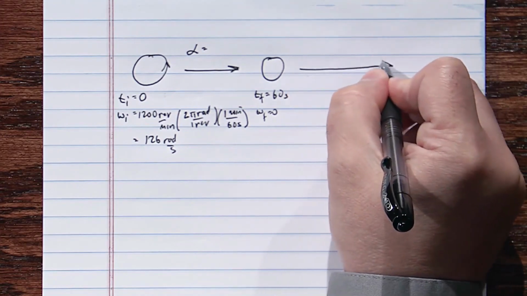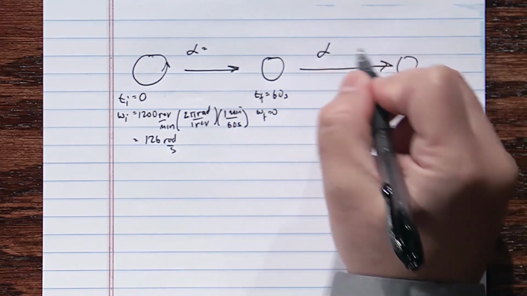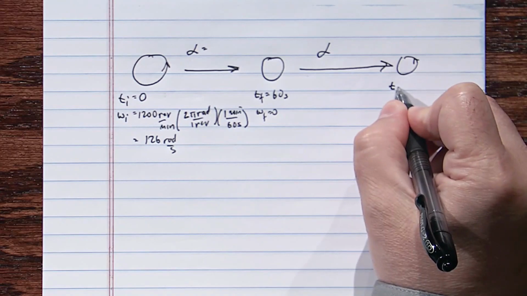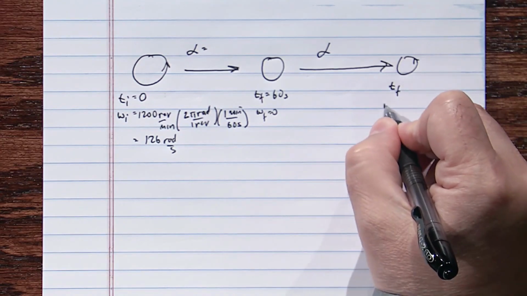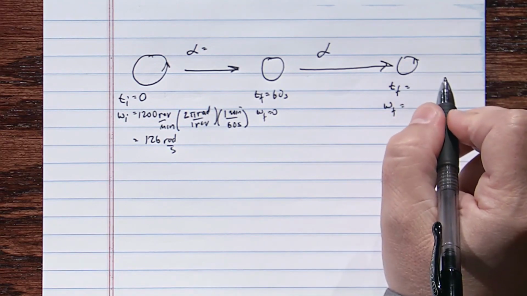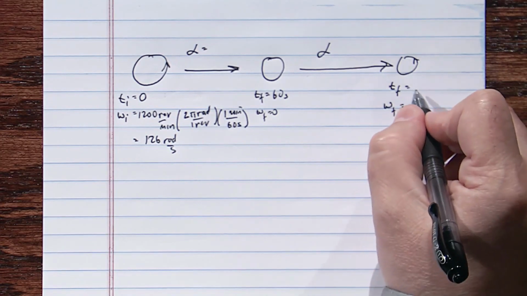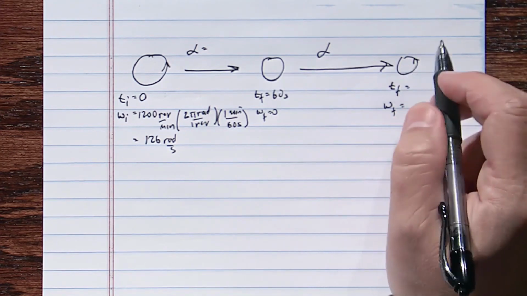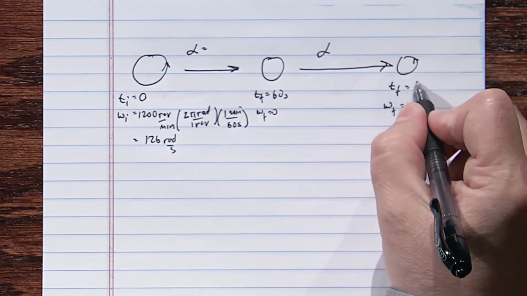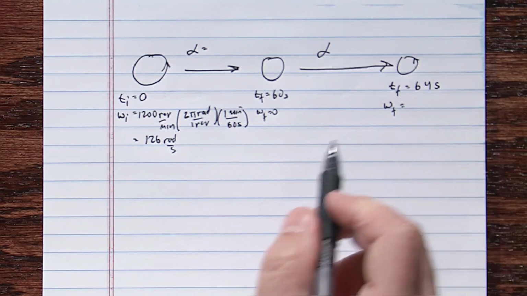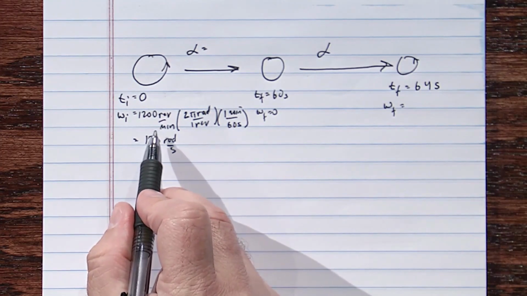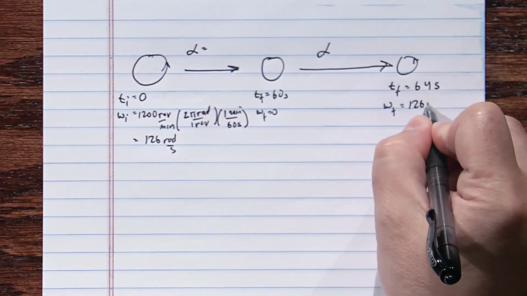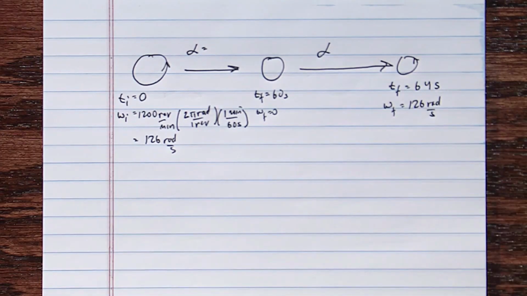And then it starts again with a different alpha. And then finally, we have a new t final and a new omega final. Our new t final is 4 more seconds. So it goes from rest to rotating again in 4 seconds. So that must be 64 seconds. And omega final is 1200 revolutions per minute, which we've calculated is 126 radians per second.